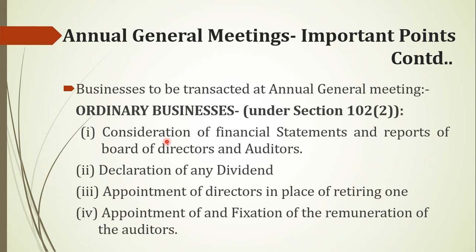And apart from these four businesses, all other businesses would be called special business. Now you can see here the third point says appointment of director in place of retiring one. So do not confuse it with the general appointment of directors. It is only those appointments that are in place of the retiring director. So that would be considered as ordinary. So these are the ordinary businesses which are governed under section 102 subsection 2.